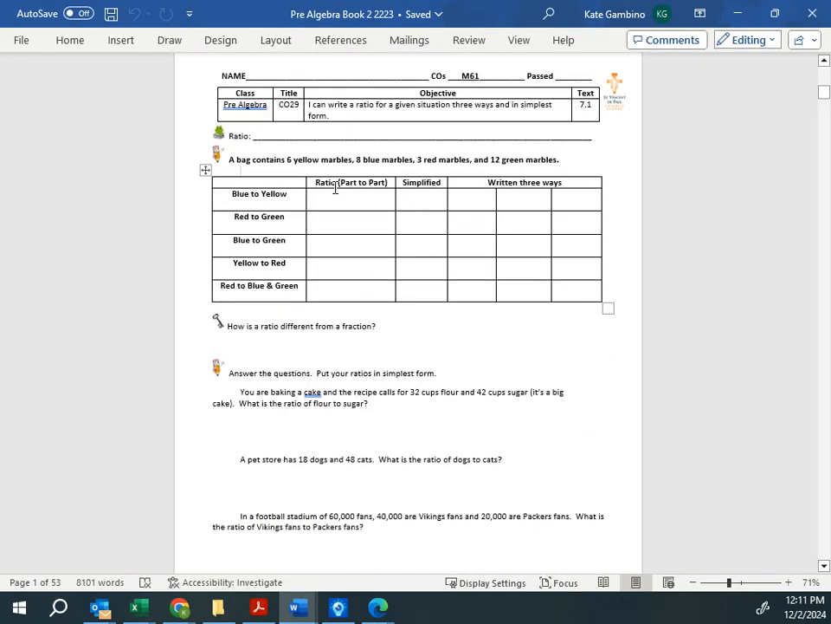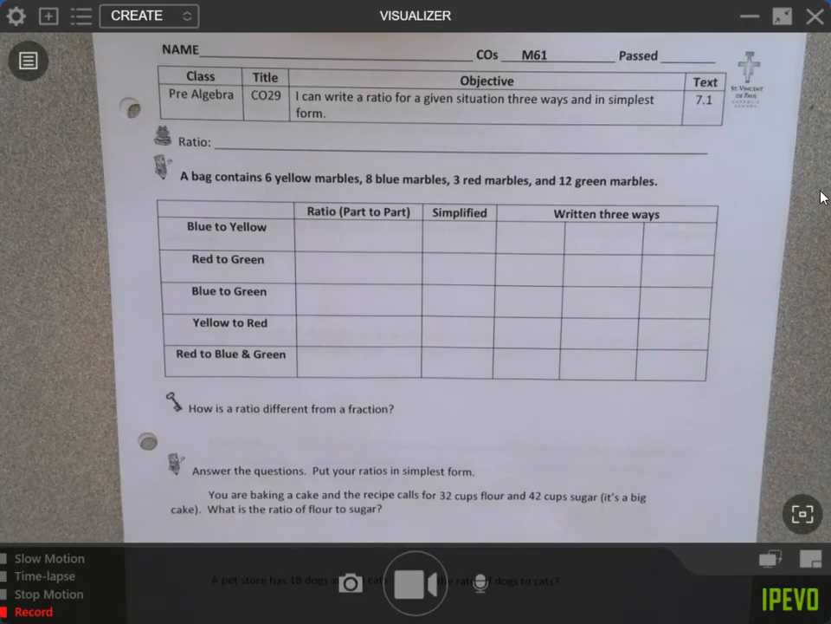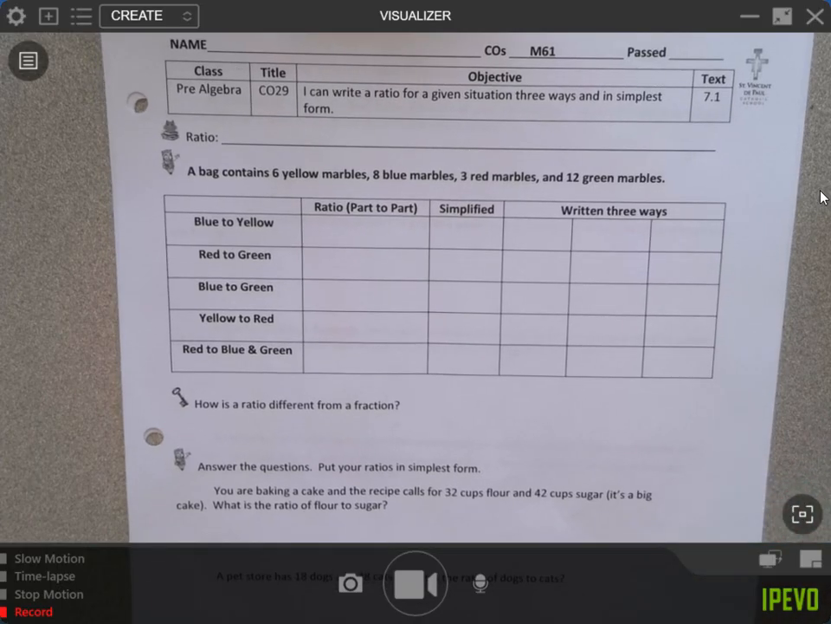That brings us to our first objective of Unit 5. Co29 is: I can write a ratio for a given situation 3 ways and in simplest form. Technology, after a long break, really doesn't like to work well for me, so we are going to do this with the document camera today. I'm going to work after school to get it fixed so we won't need to do this tomorrow.